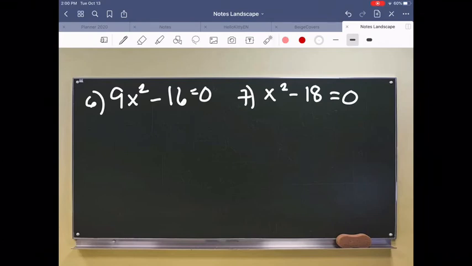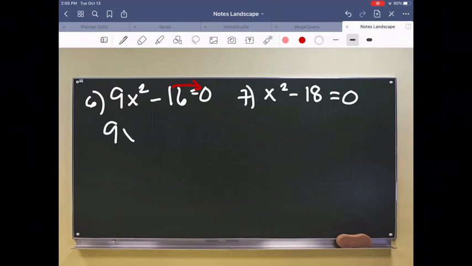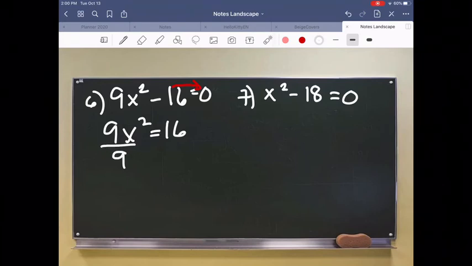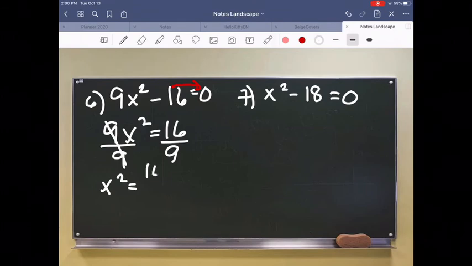Okay, so number 6, we have 9x squared minus 16 equals 0. So, katulad nun dati, we transpose this to the other side. Okay, so we have 9x squared equals 16. Okay, so the next step is what? Okay, so again, we divide both sides by 9. So this will cancel. Now, looking at this, 16 cannot be divided by 9, correct? Okay, but, so we just write it as such.